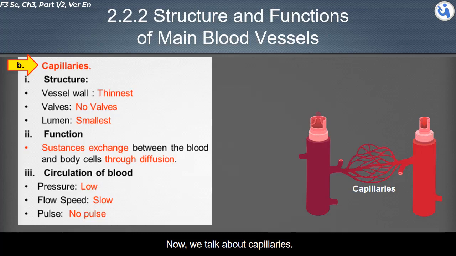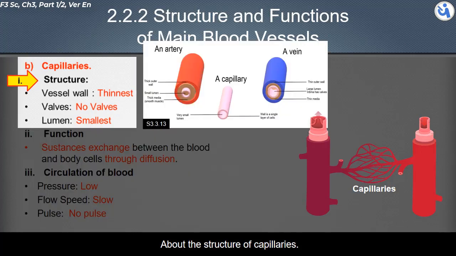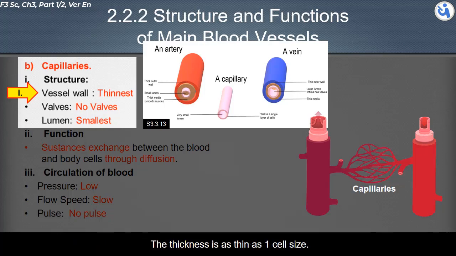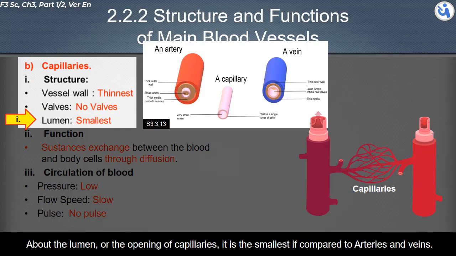Now, we talk about capillaries. About the structure of capillaries. Capillaries have the thinnest vessel wall, compared to arteries and veins. The thickness is as thin as one cell size. No valve is found in capillaries. About the lumen, or the opening of capillaries, it is the smallest, compared to arteries and veins.